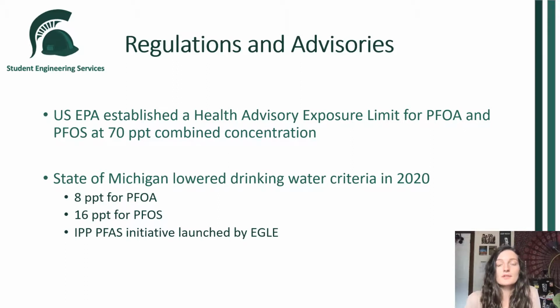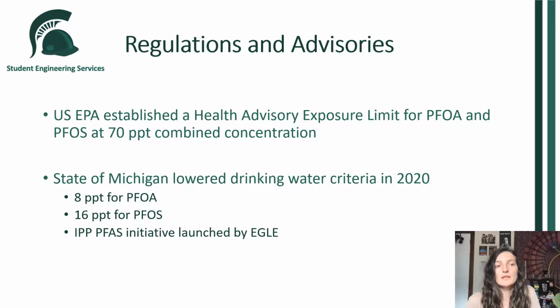These compounds were not regulated for a very long time, and they were just able to accumulate in the environment over the years that they were being used, until finally in May 2016, the United States EPA officially recognized them as a hazardous contaminant, and they established a health advisory exposure limit for PFOA and PFOS at 70 parts per trillion combined concentration. And then the state of Michigan took it even a step further and lowered the drinking water criteria in 2020 to 8 parts per trillion for PFOA and 16 parts per trillion for PFOS.